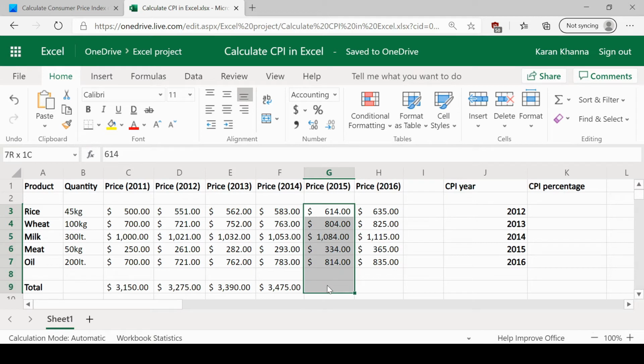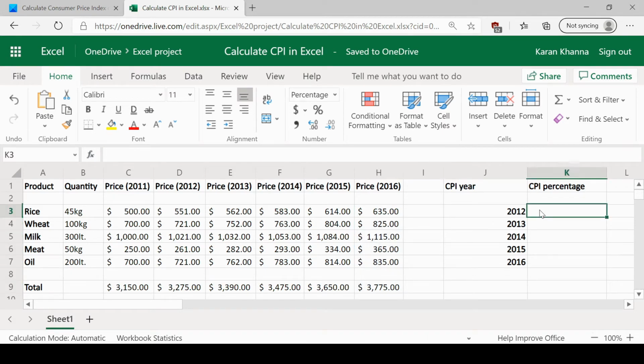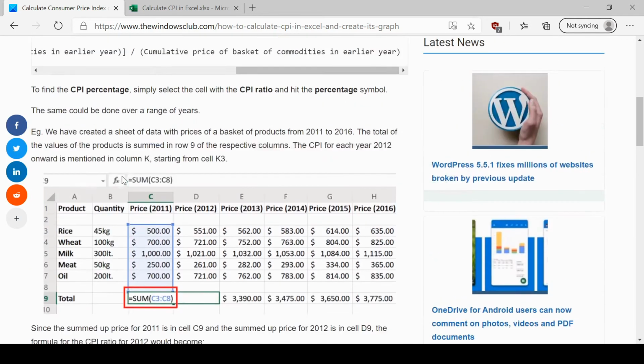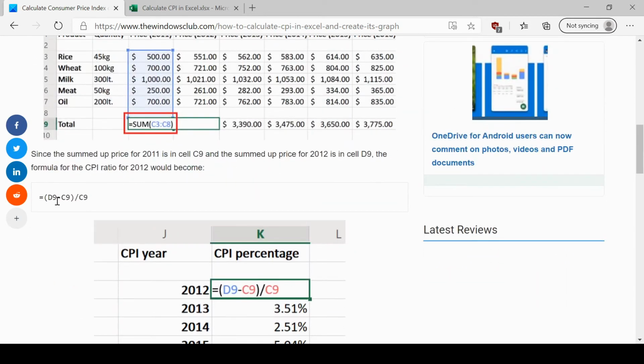For 2015 and 2016. Now we will calculate the consumer price index ratio for 2012, which would be the amount spent in 2012 minus the amount spent in 2011 divided by the total amount spent in 2011. The formula would be D9 minus C9 divided by C9. Let us check this.